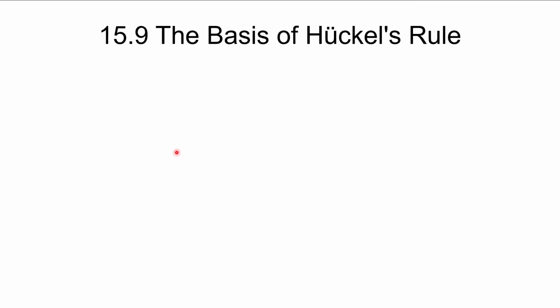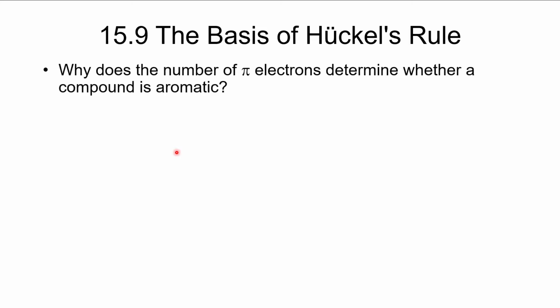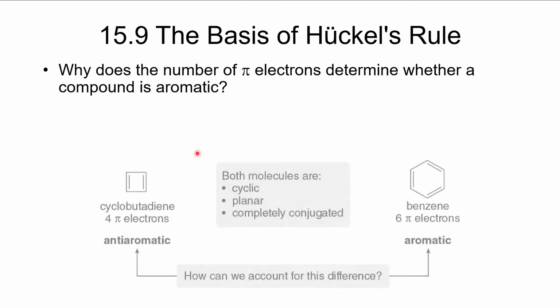In this final video for Chapter 15, we want to look at the basis for the Huckel rule. So why is it that the number of electrons determines whether a compound is aromatic? Is it not enough for the compound to be completely conjugated, planar, and cyclic? Why does it have to have that specific number of electrons?